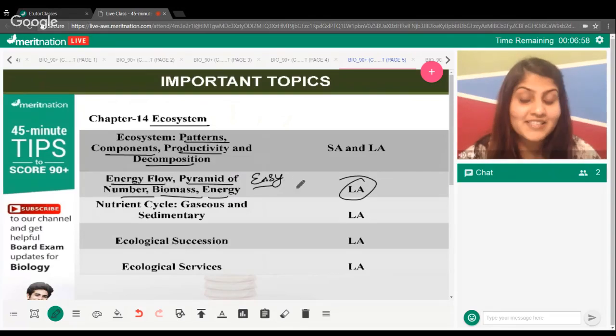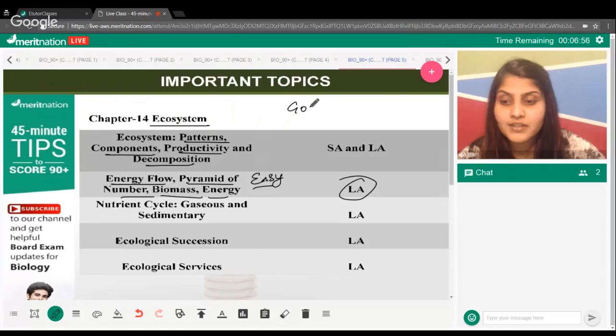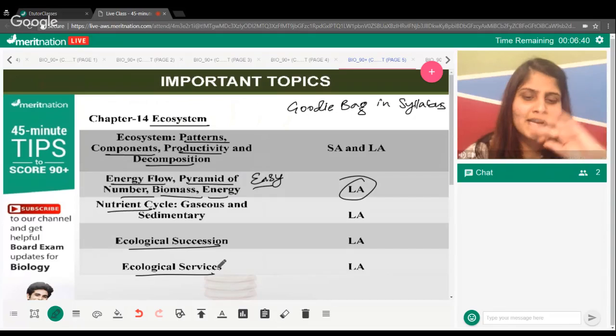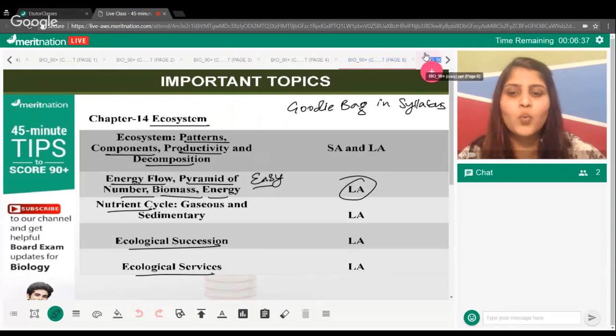So this is very easy, okay? This is all goodie thing. It's a goodie bag. This particular chapter is a goodie bag in the syllabus. Then we have nutrient cycling, then ecological succession and ecological services. Do it, read it, write it, kill the paper, come back home, winner.